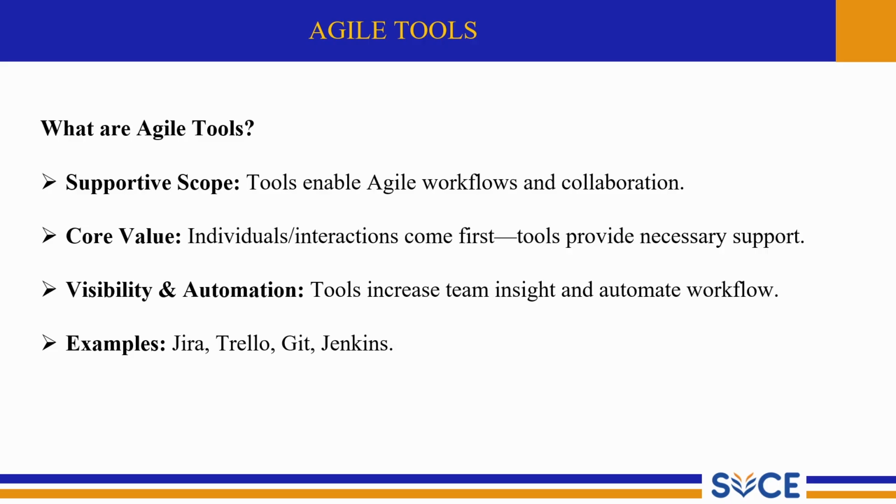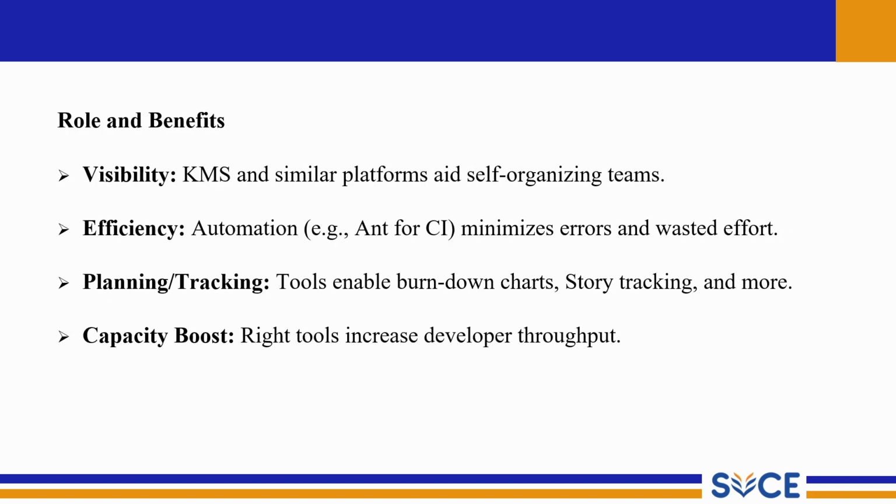What are agile tools? Supportive tools enable agile workflows and collaboration. Here are the core values. Individual interactions come first. Tools provide the necessary support. Visibility and automation. Tools increase team insight and automate the workflow. Examples: Jira, Trello, Git, Jenkins.